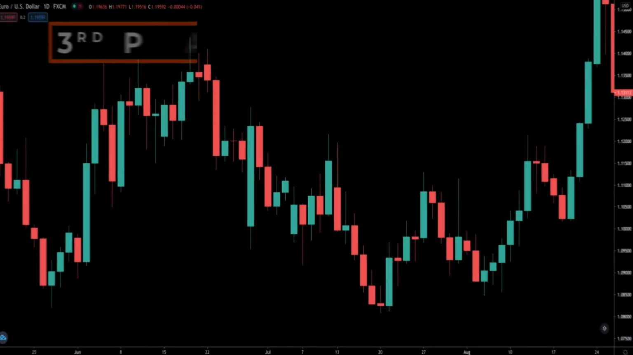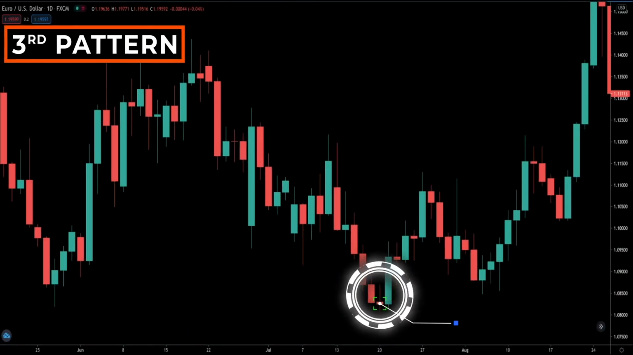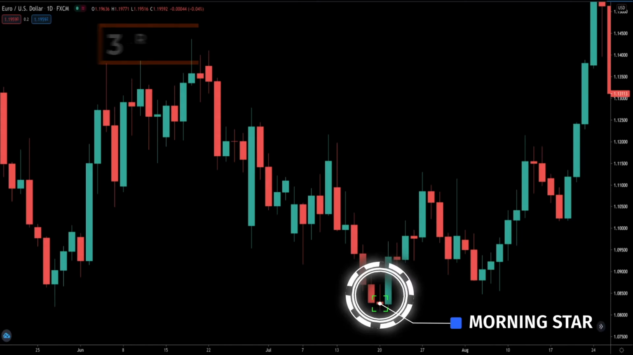Now, moving on to the next pattern, the morning star. And before you get all worried that this is some complex concept, don't worry, because it's just a combination of the first and second price action candlestick that I just went through. So let me break it down for you and show it to you. This is how the morning star pattern looks like.